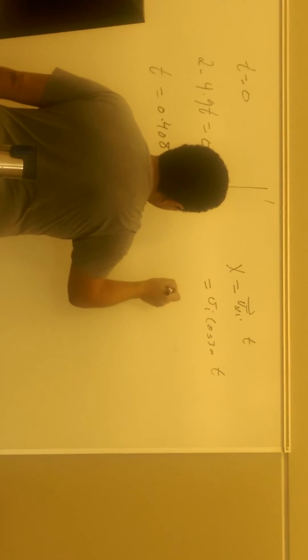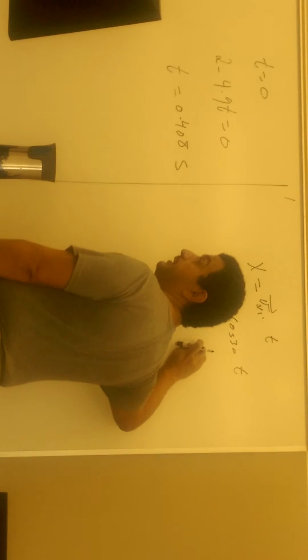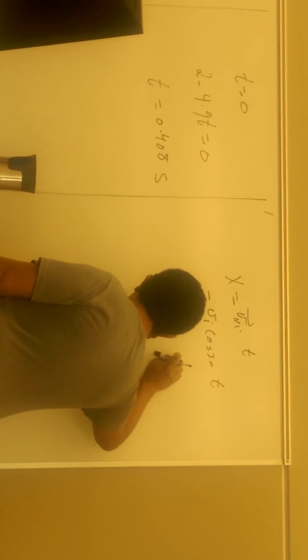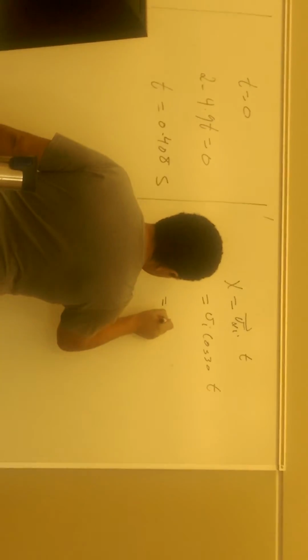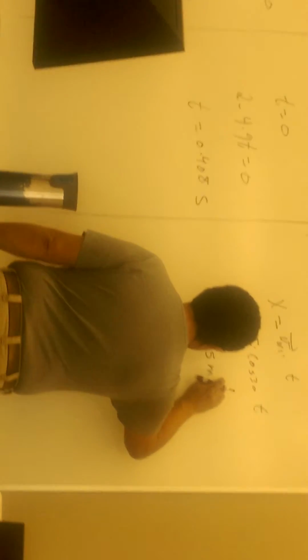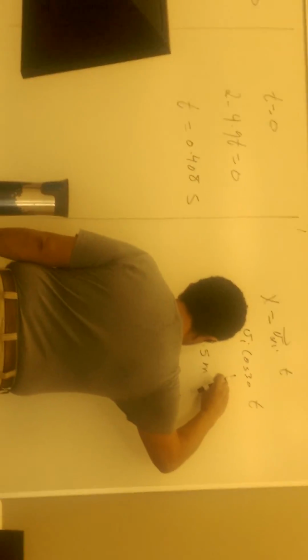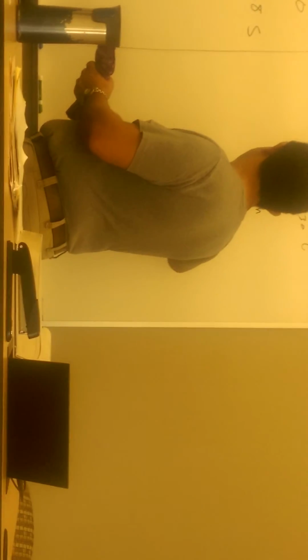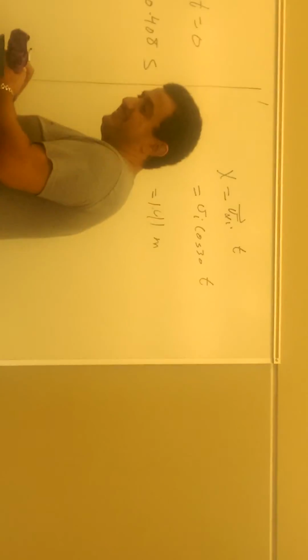Now we know what x is by saying x equals Vx initial t, which is V initial cosine 30 times t. That gives you, anybody with a calculator? 3.5 meters. No, 3 point, what is it? 1.41. A number, right? 42.